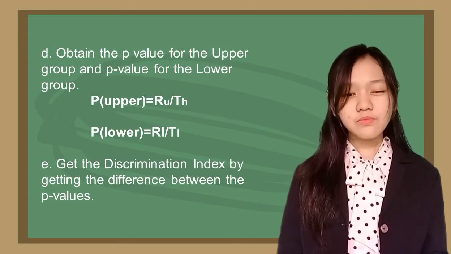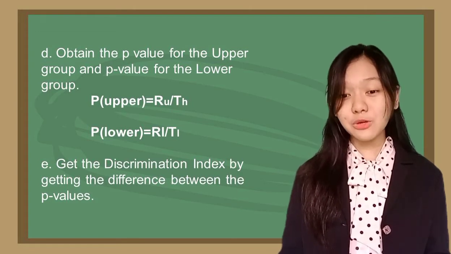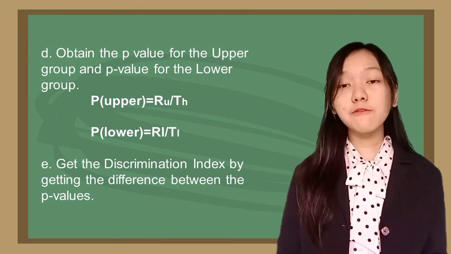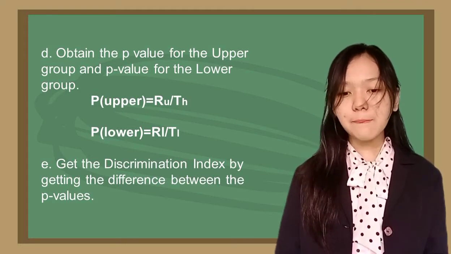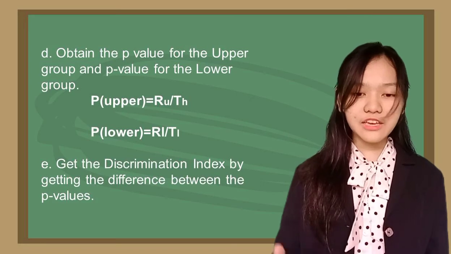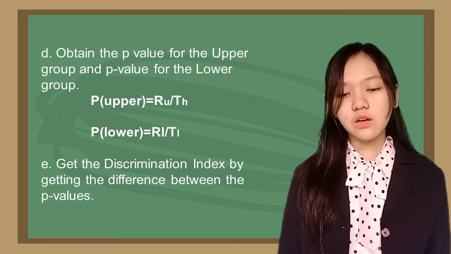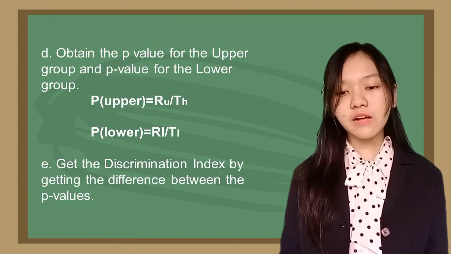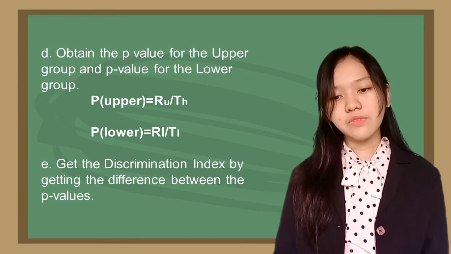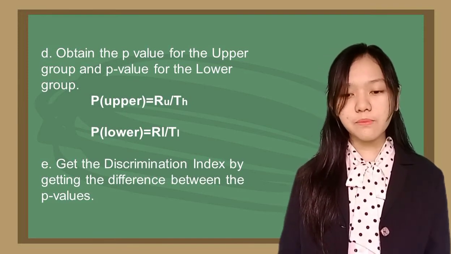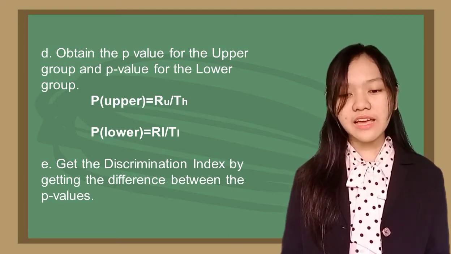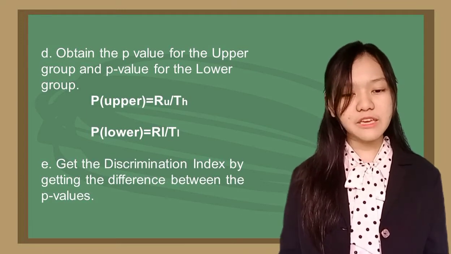For letter D, obtain the p-value for the upper group and the p-value for the lower group. So we have a formula, which is the p upper value equals right upper value over the total students in the higher group. And the p lower value, which is the same formula but for the lower group, is right lower value over total students in the low group. So letter E, get the discrimination index by getting the difference between the p-values.